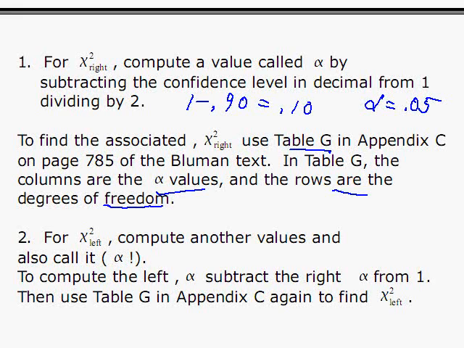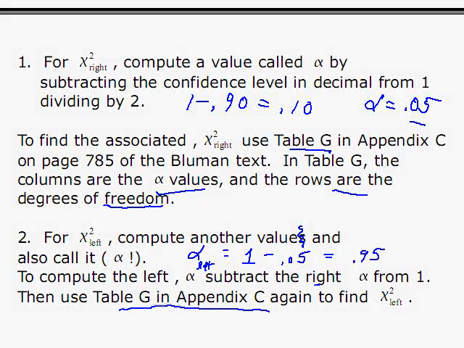Right. Now you want to find the other one, chi-squared for the left. You compute another value, that should just say value, and you also call it alpha. Again, they make good use of alpha. Boy, they use it every place they can. So to do that, you subtract the right alpha from 1. So here's my alpha for the left, which should be subscripted if they did things right. You take this value and subtract it from 1. So you've got 1 minus 0.05, so it gives me 0.95.